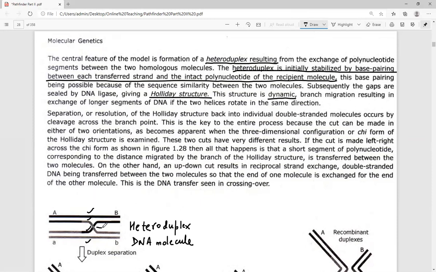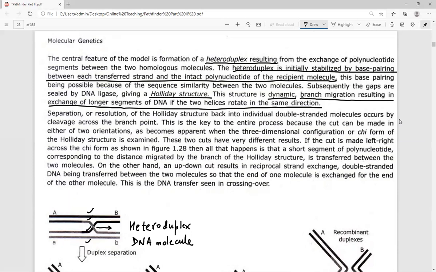You can look here. This is going to move in this particular direction. Then branch migration is going to take place and new DNA sequences will be biosynthesized. Branch migration results in exchange of longer segments of DNA if the two helices rotate in the same direction. Separation or resolution of the Holliday structure back into individual double-stranded molecules occurs by cleavage across the branch point.